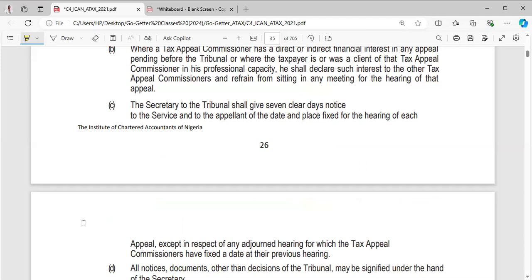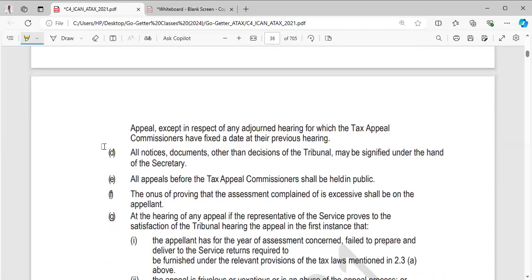But if they are already in a hearing and they cannot complete it that day, they can adjourn. And so the secretary will not need to write again because the date of adjournment was announced at their meeting. All notices, documents, other than decision of the tribunal may be signified under the hands of the secretary. So every other document is held in the hand of the secretary. The decision of the tribunal is out of his hands. He is not the chairman. The decision is out of his hands.